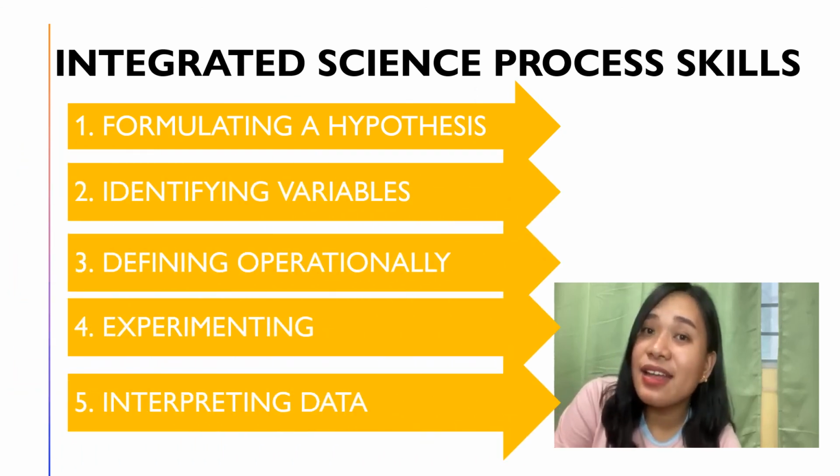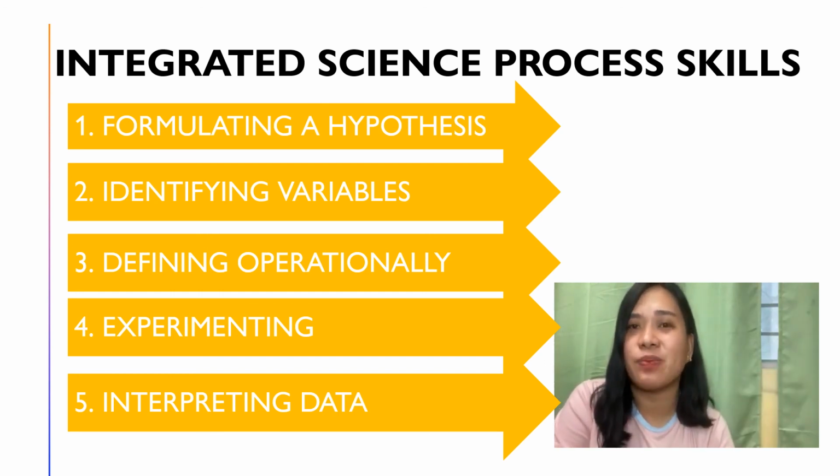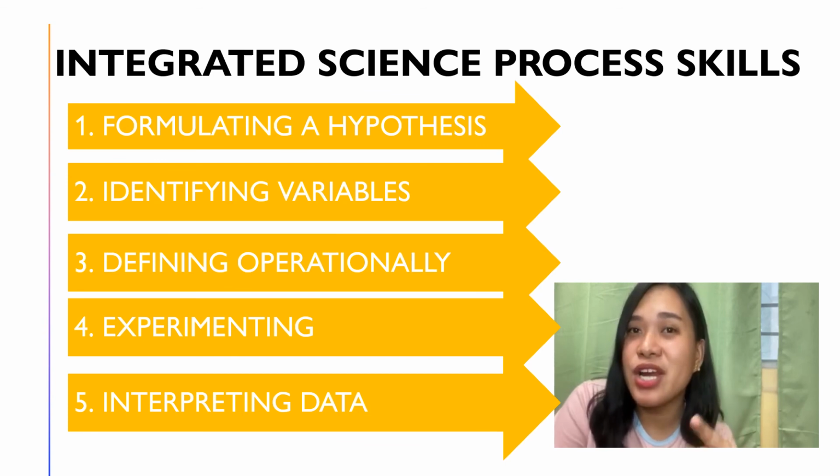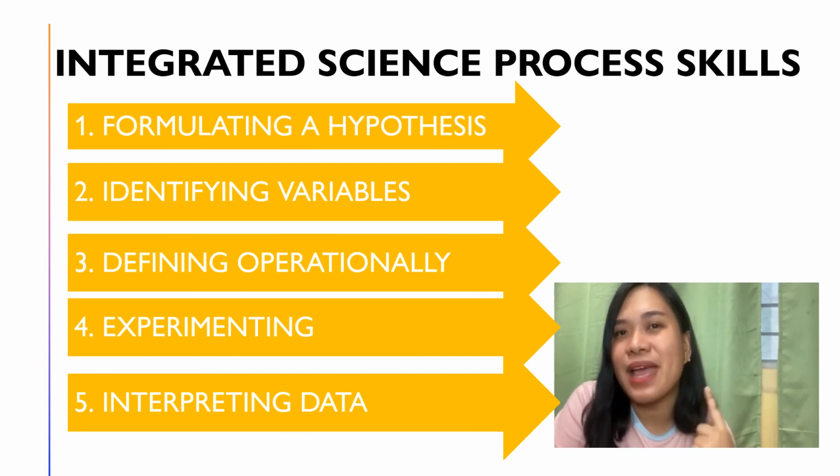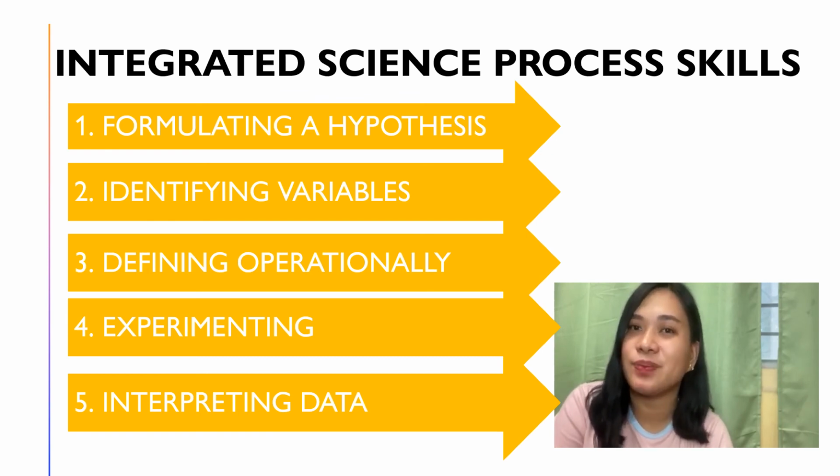It is said that integrated science process skill is a combination of two or more basic science process skill. Now it's your turn to identify those basic science process skill in each integrated science process skill. Can you do it?